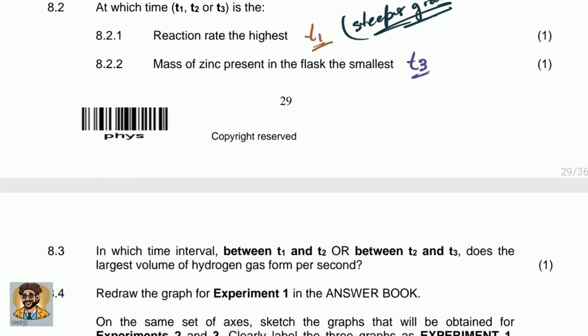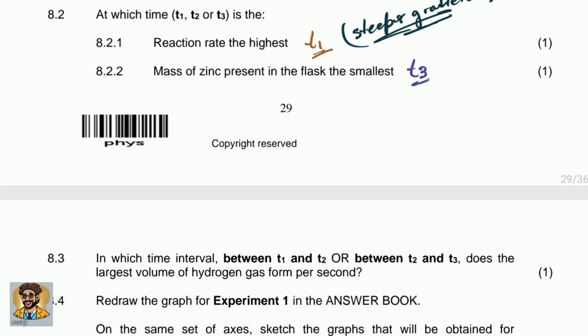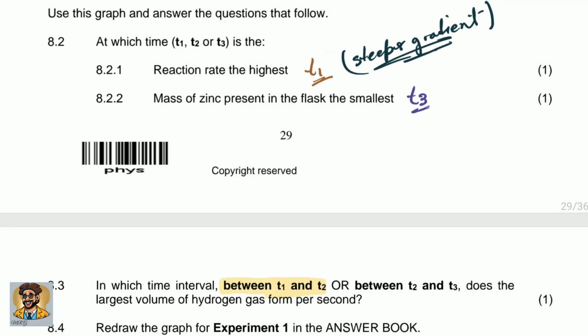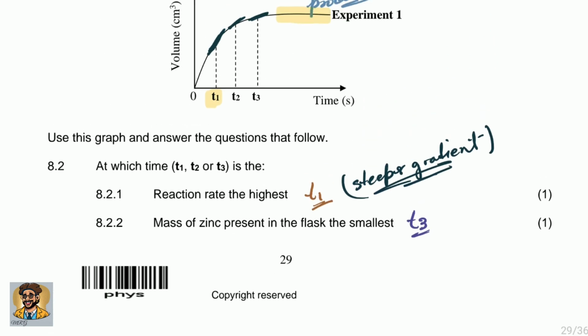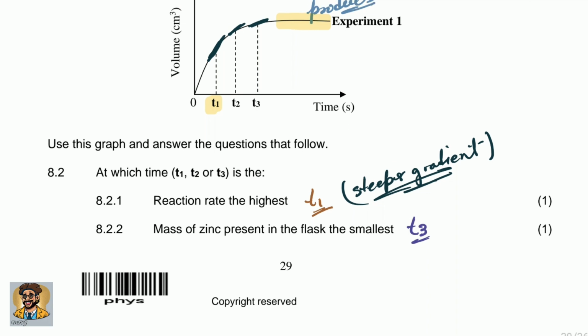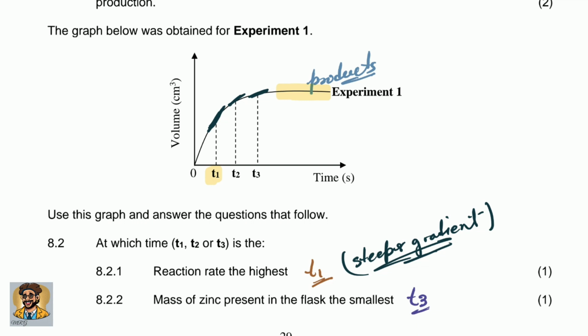The next one, in which time interval, between T1 and T2 or between T2 and T3, is the larger volume of hydrogen gas formed per second? Well, all right, that one will be between T1 and T2. All these ones are quite simple. How do I know that? Because they ask for the largest volume of hydrogen gas formed per second. That is rate of reaction. So it is going to be between T1 and T2. That is a greater volume of the gas formed per unit time.